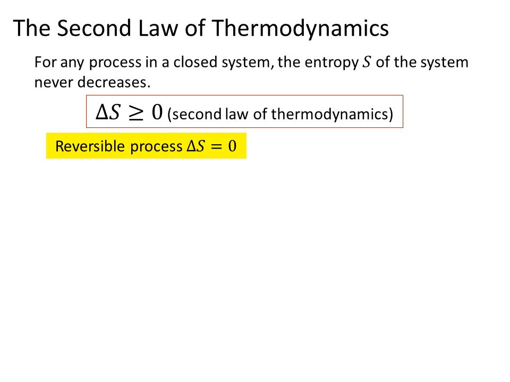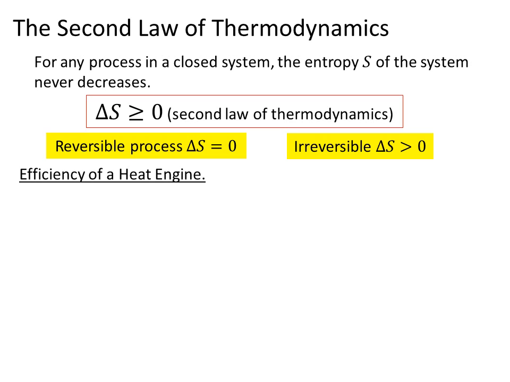For a reversible process, delta S is equal to 0. For an irreversible process, delta S is greater than 0. Let's look at the implications of this for the efficiency of a heat engine.